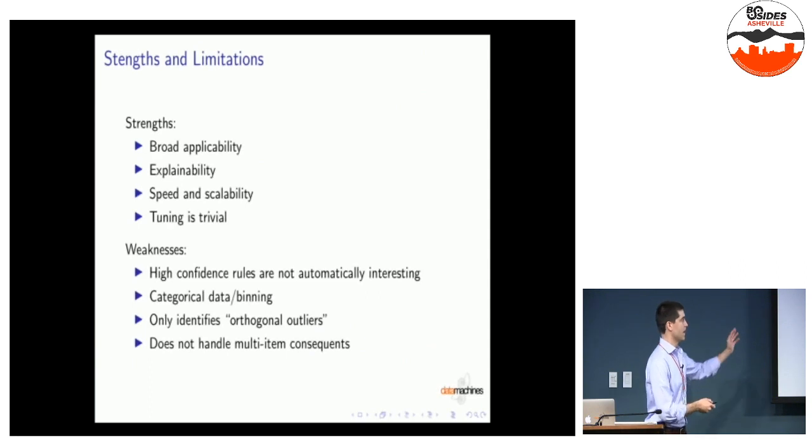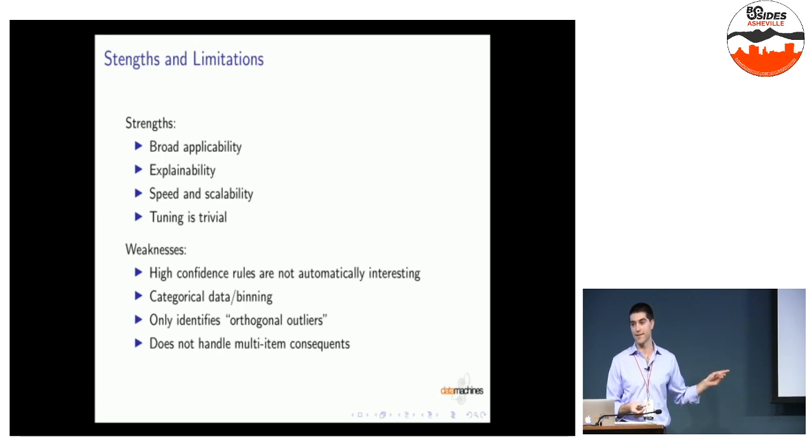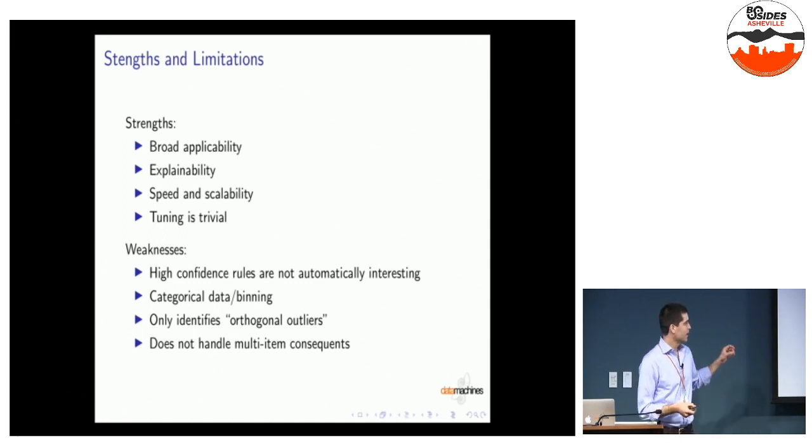Okay, and then pitfalls. We talked kind of ad nauseam about how high confidence rules are not necessarily interesting. Pick the right features, use lift instead of confidence. You have to use categorical data for this thing. So you can do binning. If you've ever thought hard about how to bin continuous things into categorical things in a way that's not lossy, you'll know that that's non-trivial and there are lots of ways to do it. You can't do it without losing something.